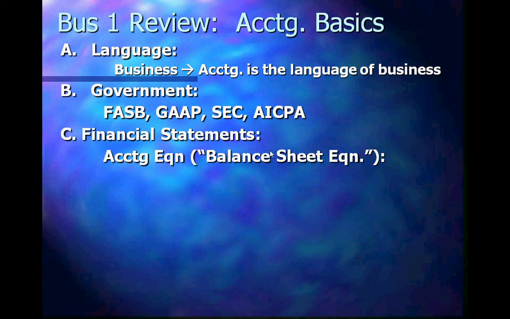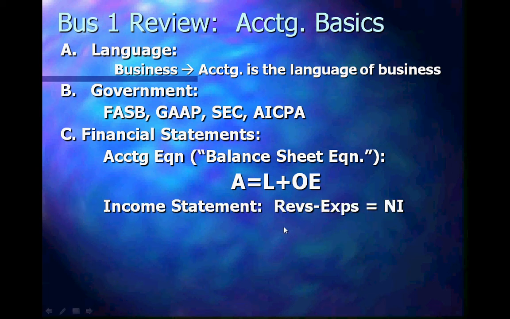Okay, financial statements. We hopefully understand the balance sheet equation, which is the single most important part of Business 1. If you don't understand assets equals liabilities plus owner's equity, always, always, always, there are no exceptions to this rule, for every transaction, for every balance sheet, for every set of transactions, you need to understand that very, very well. So please know that equation.